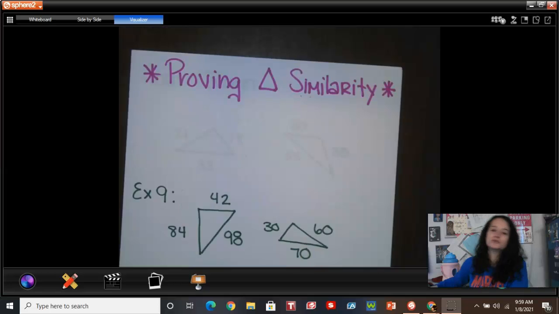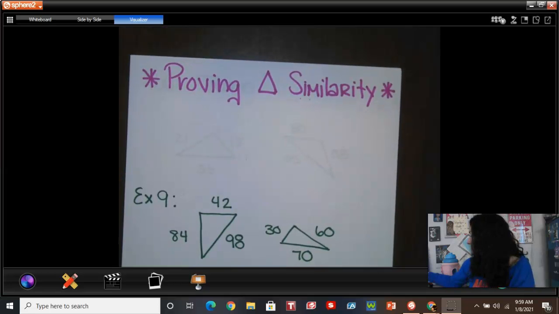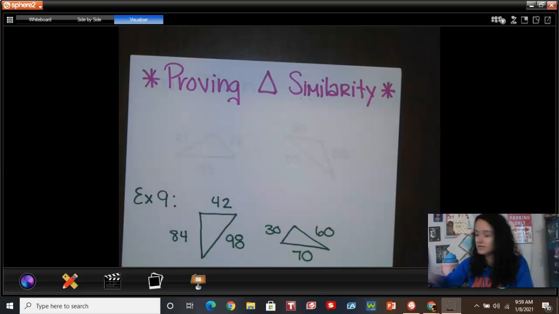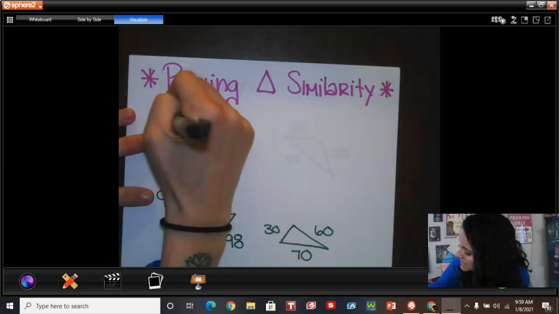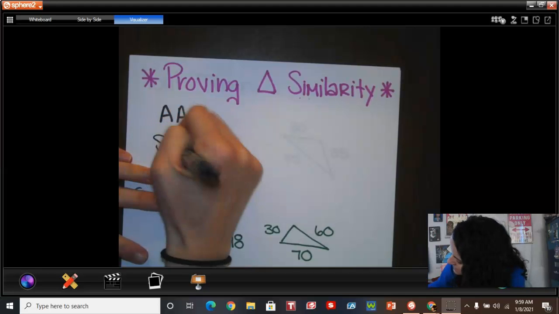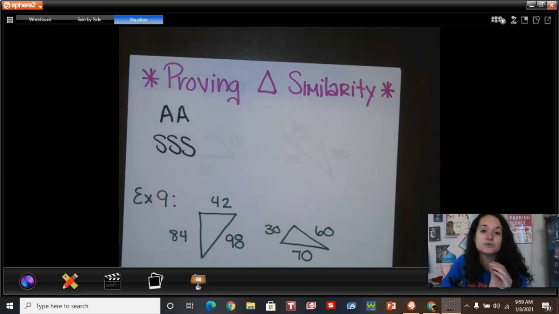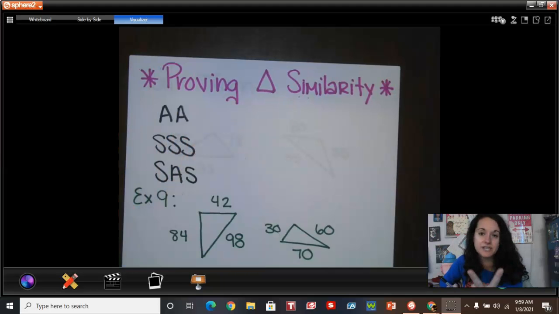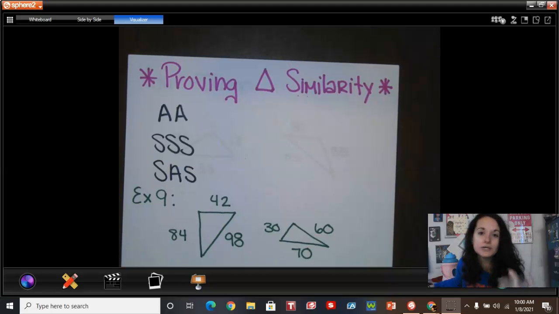Next, we're going to talk about proving similarity. We've already discussed this in your vocab. When proving triangle similarity, we can use angle, angle, which means you have 2 sets of congruent angles. We can use side, side, side, which means all 3 sides are proportional. Or we can use side, angle, side, which means we have 2 sets of proportional sides and 1 congruent angle between them.